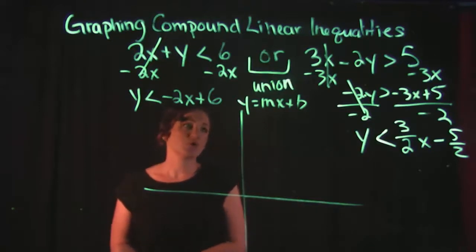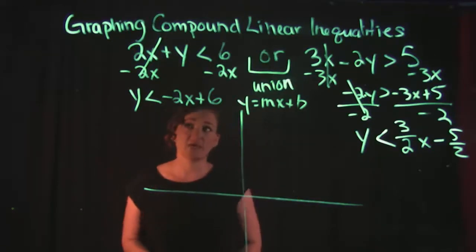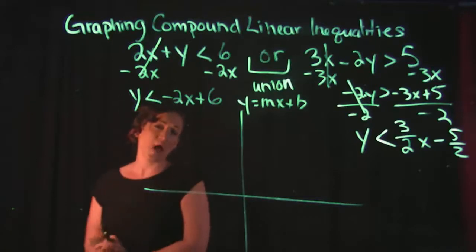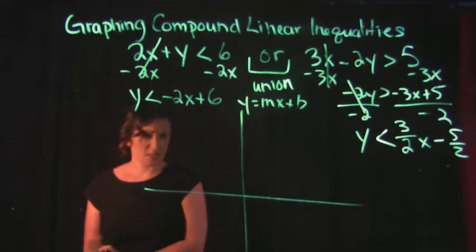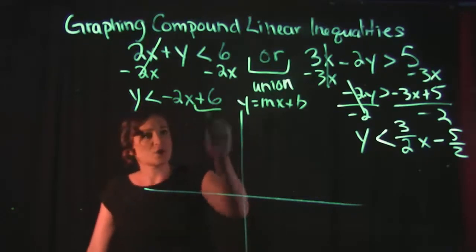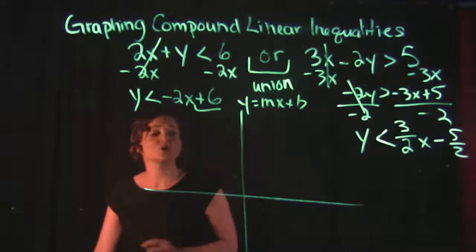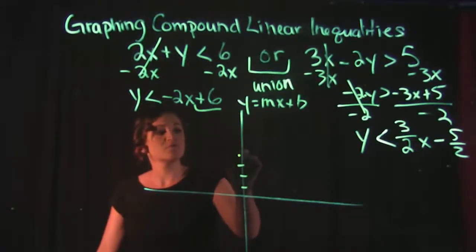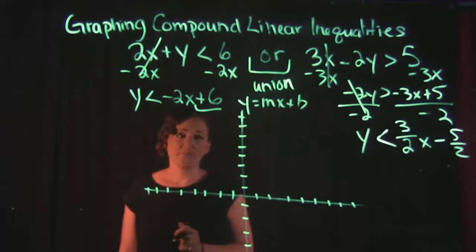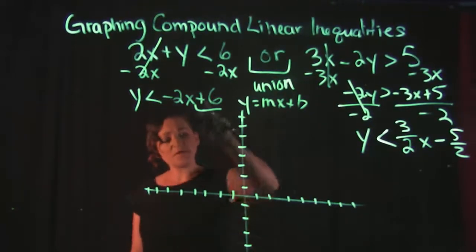And what I want to do is graph both of these lines here. So I'm going to start with this first one, y less than negative 2x plus 6. Remember, when it comes to graphing, always start with your y-intercept first, then look at your slope. Okay, starting with the y-intercept, we have a positive 6.